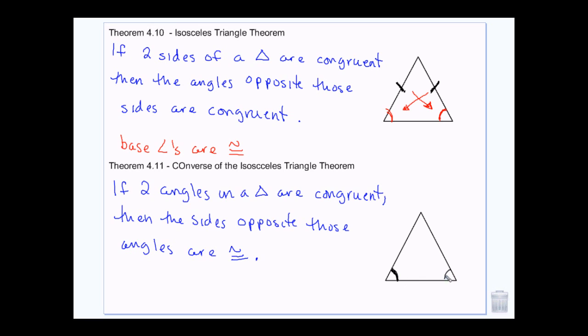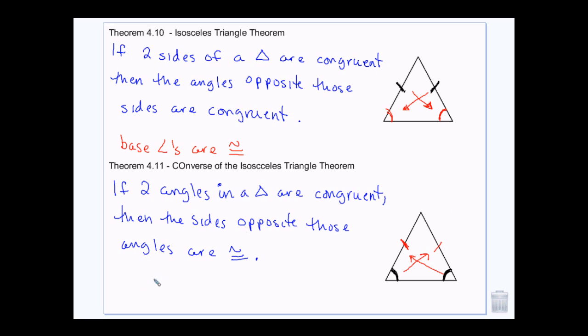We have the angles are the same size. So we start here with the angles, and that gives us the legs. So in the first one, we start with the legs, we get the angles. In the second one, we start with the angles, so we get the legs. If two angles in a triangle are congruent, then the sides opposite those angles are congruent.